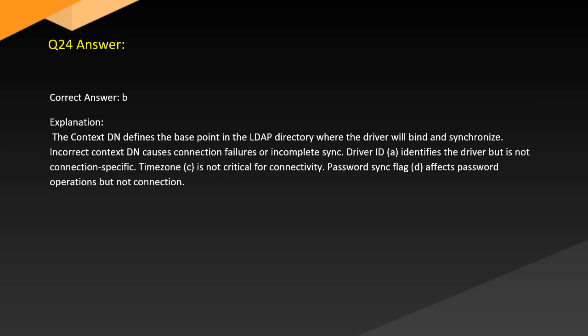Answer. Correct answer: B. Explanation. The context DN defines the base point in the LDAP directory where the driver will bind and synchronize. Incorrect context DN causes connection failures or incomplete sync. Driver ID, A, identifies the driver but is not connection specific. Time zone, C, is not critical for connectivity. Password sync flag, D, affects password operations but not connection.